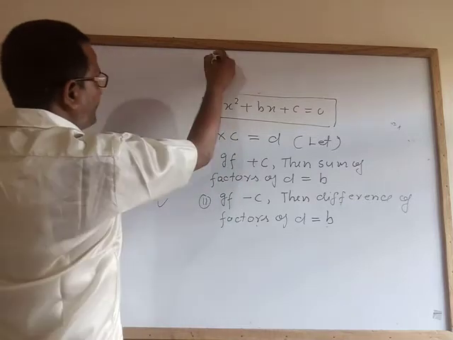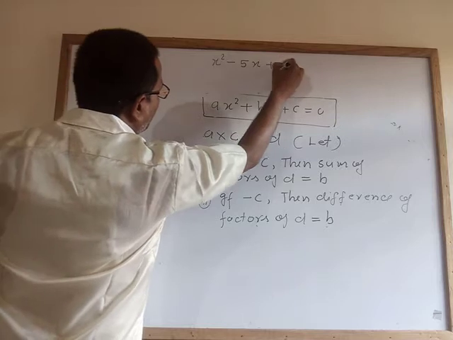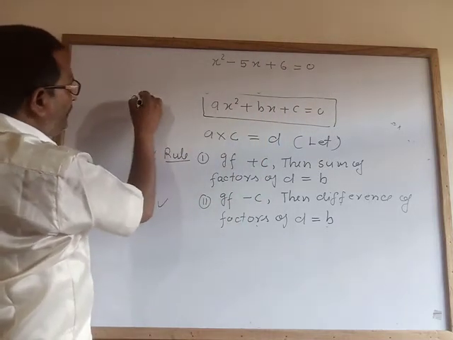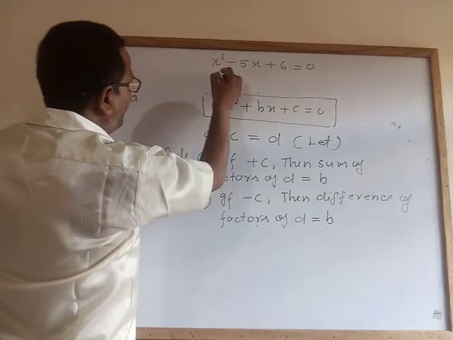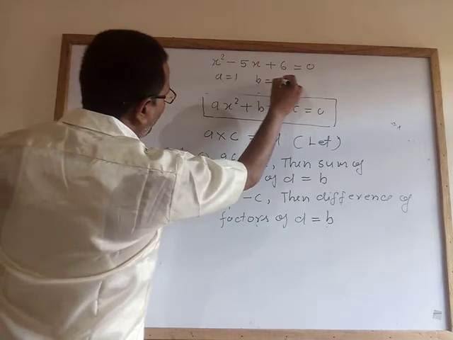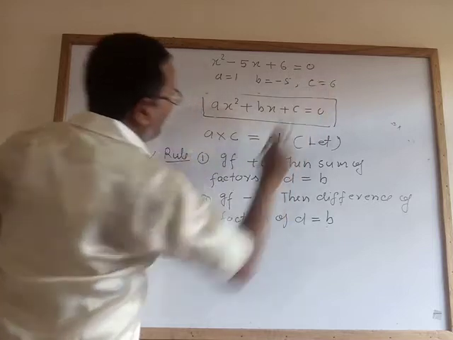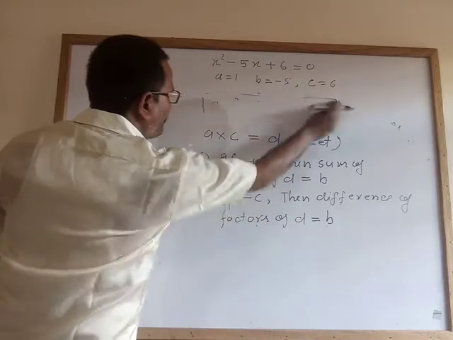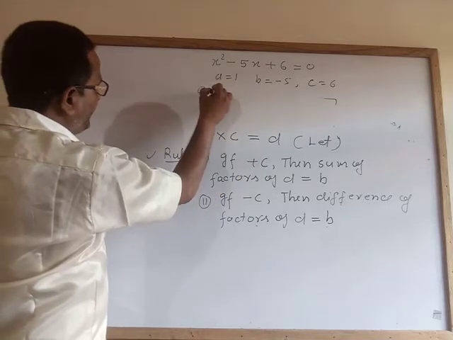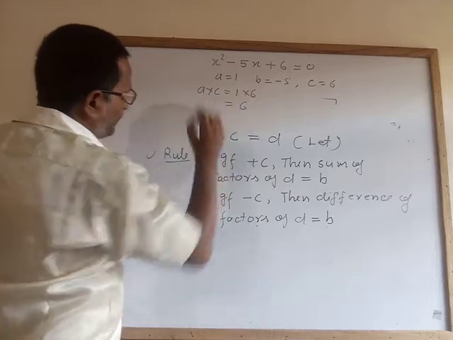See, one example I have given: x square minus 5x plus 6 is equal to 0. Compare: a value is 1, b value is minus 5, c value is 6. First rule is that a into c, means 1 into 6, is equal to 6.